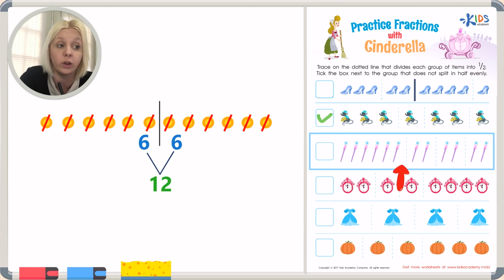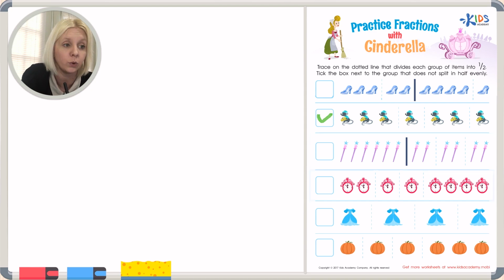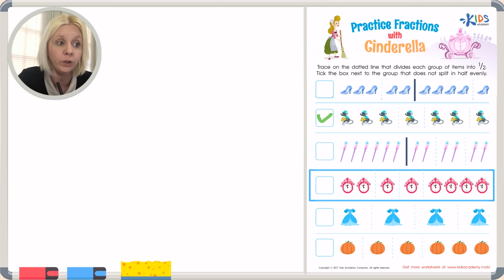So let's see if we can find that halfway point after 6. We've got 1, 2, 3, 4, 5, 6. So there's that dotted line that divides it in half, okay? Nice job. Now let's go down to the next one. We're about halfway done. We've got that clock that strikes midnight. Do you remember that in the story?